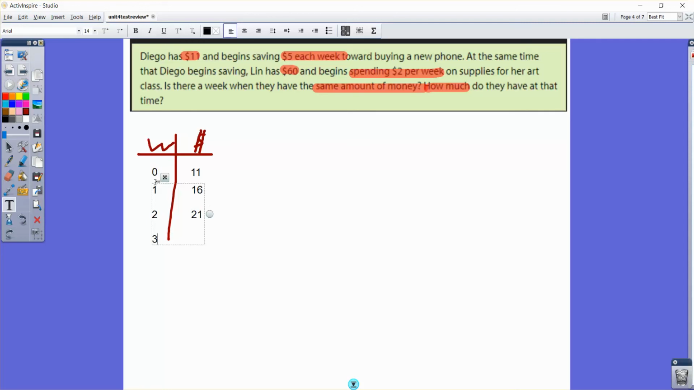And maybe do one more. Third week, he's going to have $26. So we kind of have an idea of what's going on with Diego. We actually have enough information that we can create an equation to make this make more sense.